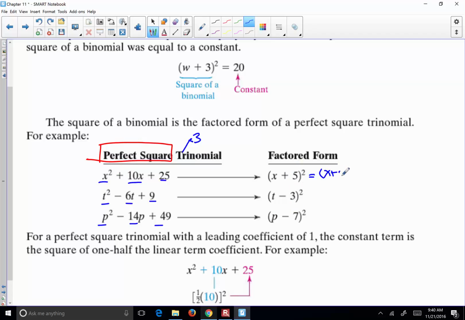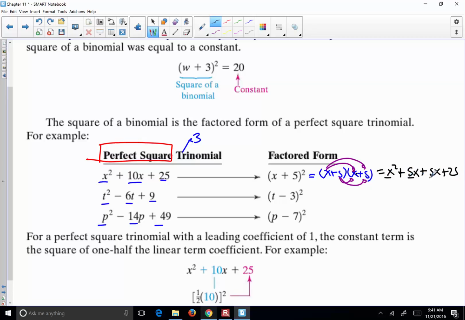I want to first justify if they are equal. When I FOIL this, I must get the left side. Let's FOIL it. First terms, outside, inside, last terms. x times x is x squared. x times 5 is 5x. 5 times x is 5x. 5 times 5 is 25.